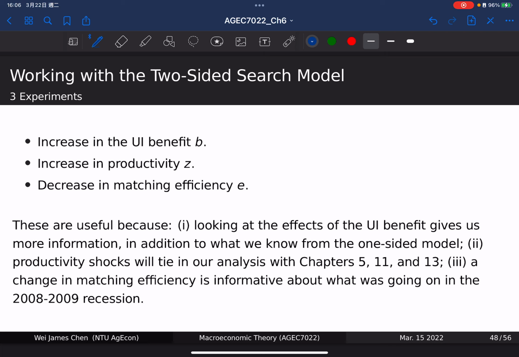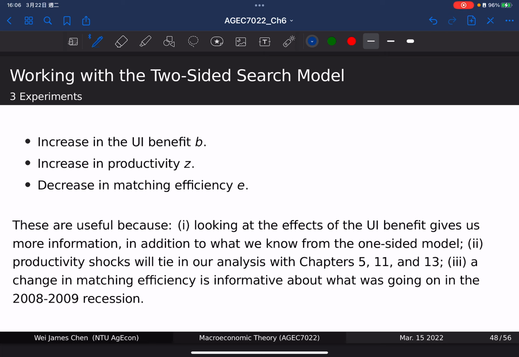The reason why we're gonna do this experiment for the first one is because we already did the same exercise for the one-sided model. For this one, I can show you what happens in the two-sided model and see what we can learn in addition to what we already knew from the one-sided model.